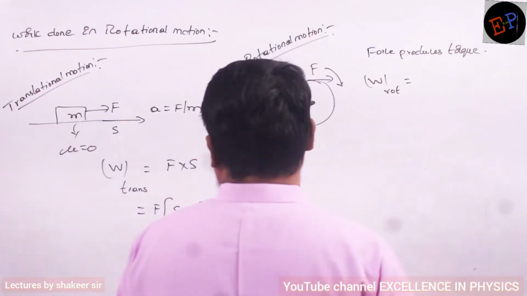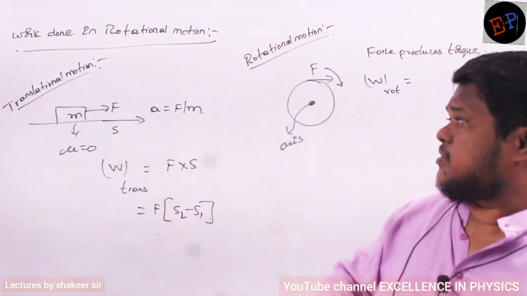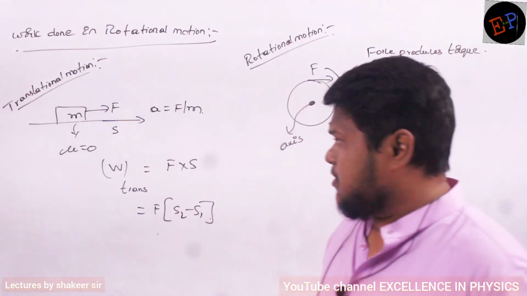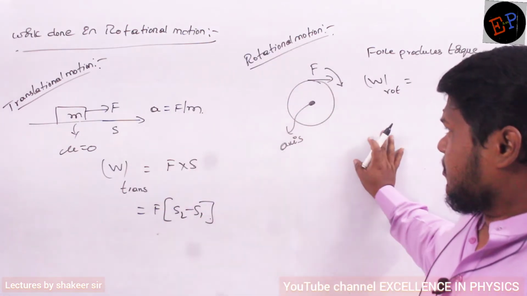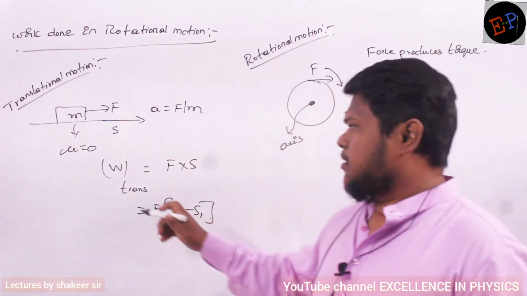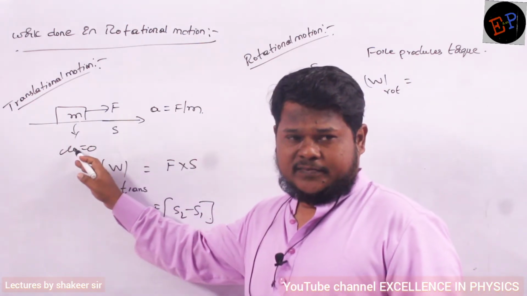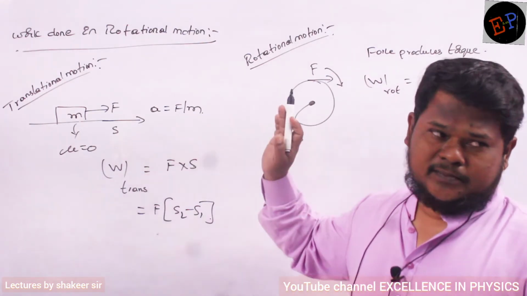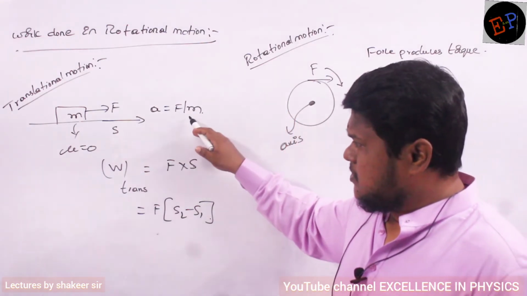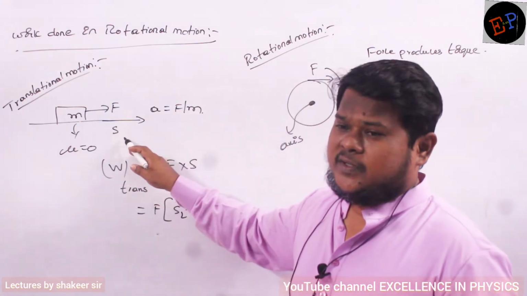Now see, here let us discuss the work done in the case of rotational motion. Clear? See here, first of all we will try to understand translational motion, then analogously we will try to derive rotational motion. So on a body, if a force is applied on a frictionless surface, then how much acceleration will be produced? A is equal to F by M. Clear now? Because of this acceleration, the body will start movement. So it will move by a distance of S.